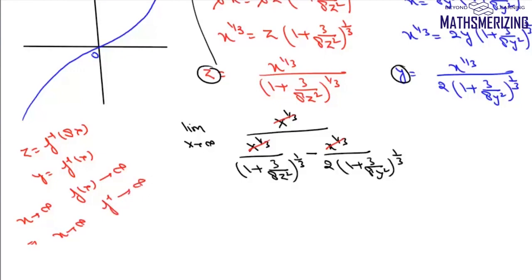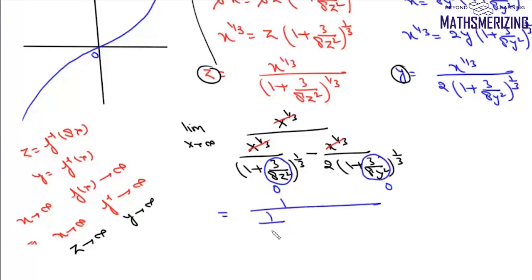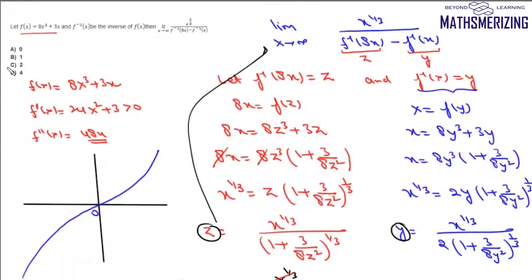So it simply means that when x tends to infinity, z tends to infinity and y tends to infinity. And if z and y both approach infinity, then in that case 3 by 8z square will be 0 and 3 by 8y square will also be 0. So the value of this limit in this case will be 1 upon (1 by 1 minus 1 by 2), which is nothing but 2. So the answer to this limit is 2. And that's your option C.